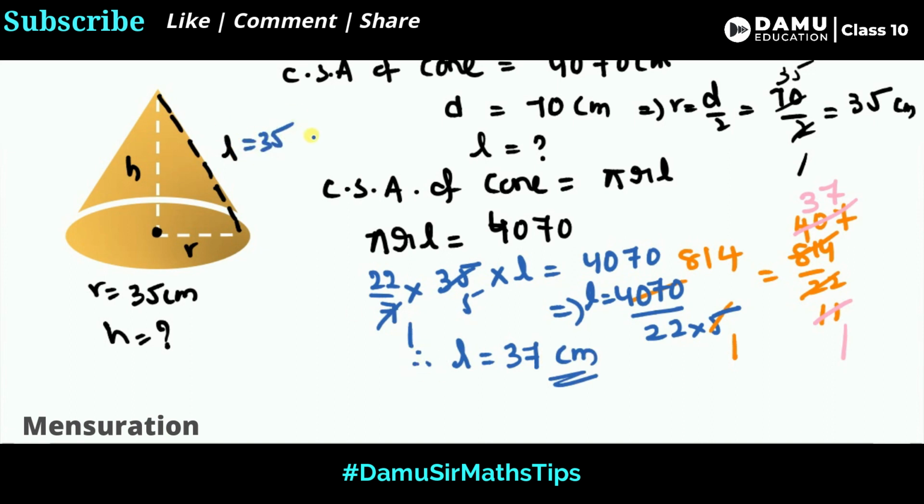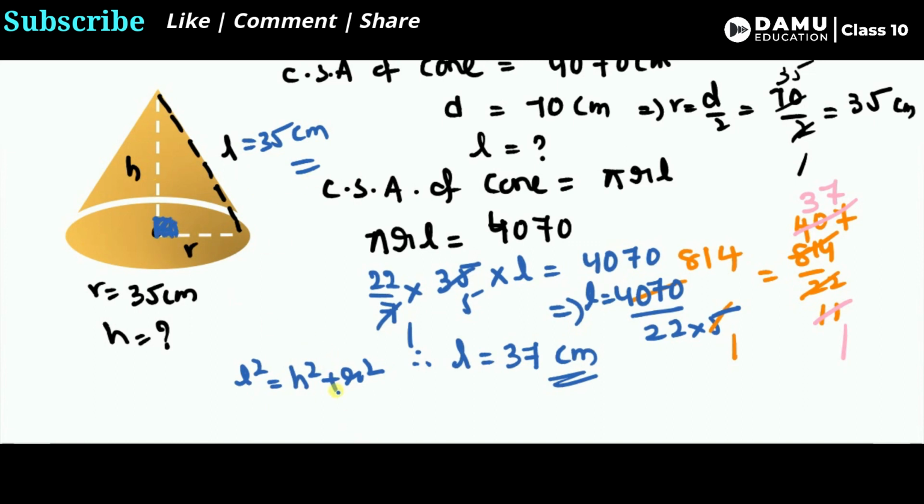This is 37 centimeters. Now we can calculate the height of the cone from the Pythagoras theorem, since it is making 90 degrees. L square will be equal to h square plus r square. So from this you can find the height. They have not asked, but it's better to calculate it. So h square will be equal to L square minus r square. L is 37, so 37 square minus 35 square.